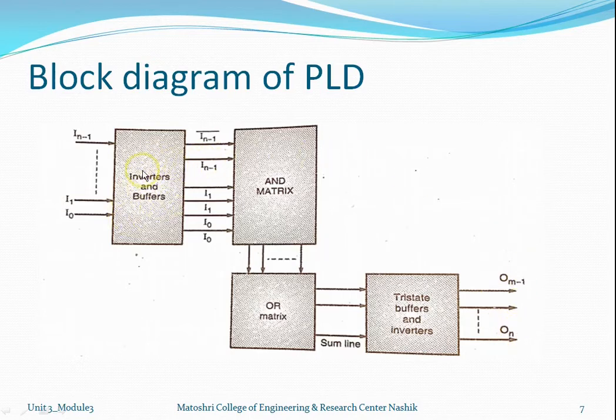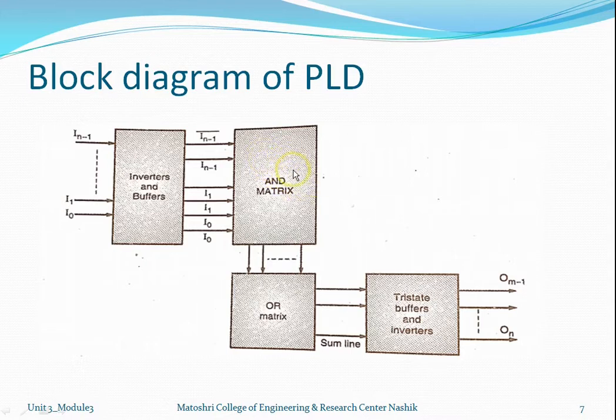This inverters and buffers block converts the input variable into a complemented or non-complemented signal, and each product term contains two types of literals. It may be complemented or non-complemented. Hence, we need both types of literals to make the product terms. This block contains a buffer having two outputs, complemented and non-complemented, and according to the input signal, it generates the complemented or non-complemented output for the second block, which is the AND matrix.